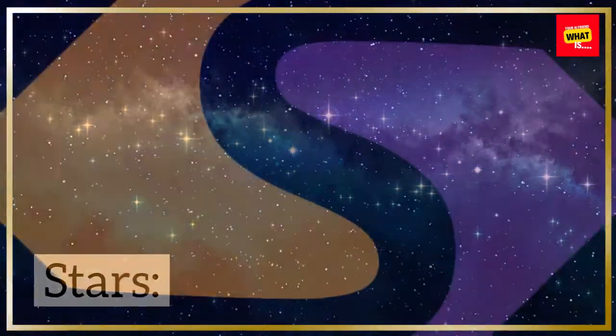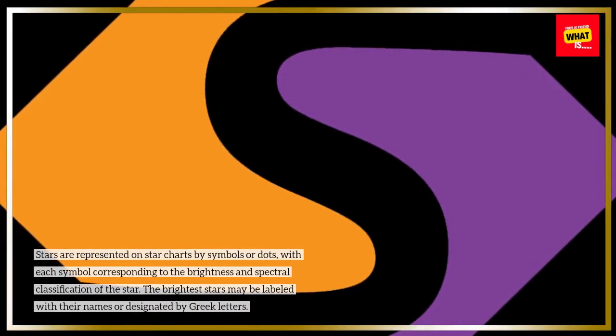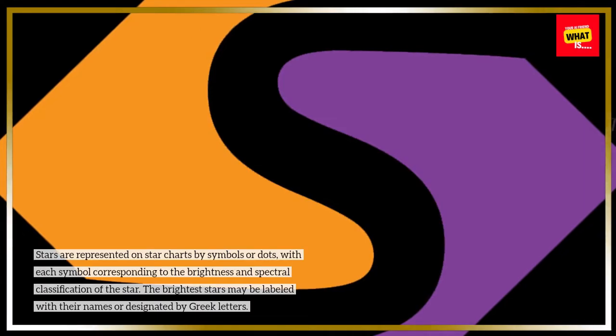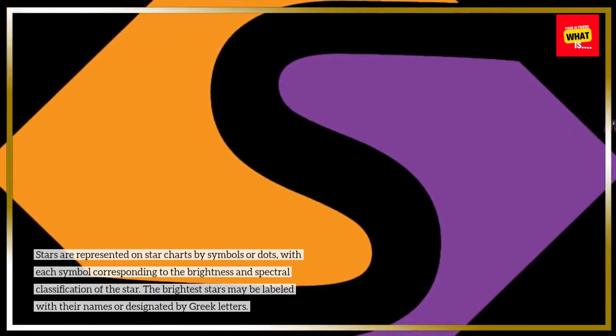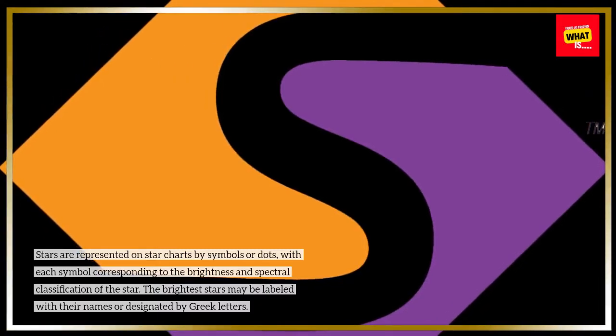Stars. Stars are represented on star charts by symbols or dots, with each symbol corresponding to the brightness and spectral classification of the star. The brightest stars may be labeled with their names or designated by Greek letters.